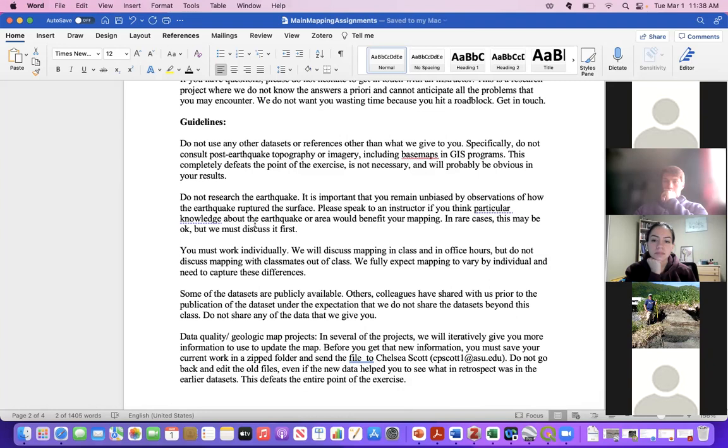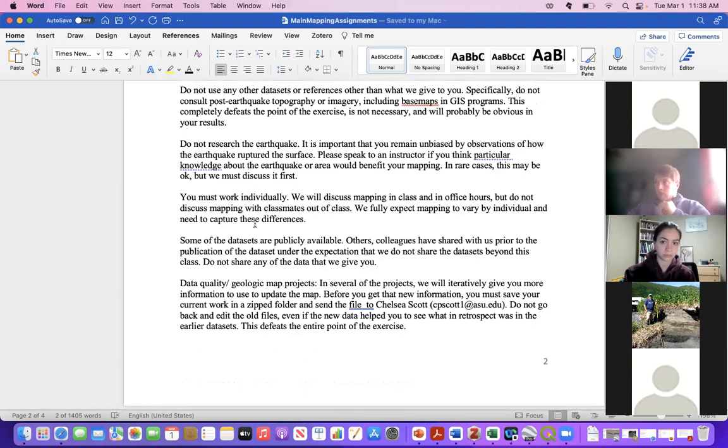Similarly, it's important that you do not research the earthquake. We designed this project because we want people who don't have experience with these earthquakes to do the pre-rupture mapping. But if you really think there's some information that you need to know, get in touch with us before you look up any extra information. We can evaluate if it would be helpful to you.